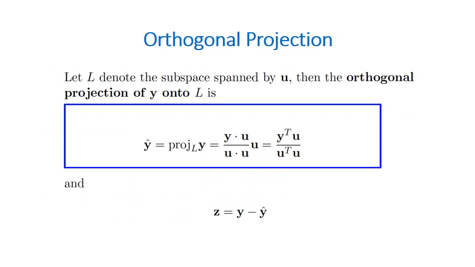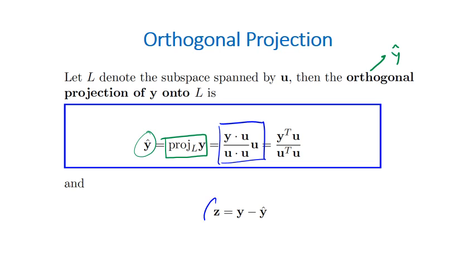So we're going to let L denote a subspace spanned by u, then the orthogonal projection of y onto L, denoted by y hat, is found in the following way. So y hat is the same thing as saying the orthogonal projection of y onto L, which is also denoted in this way, is found by using this formula here. So it is very, very similar to what we have already found.